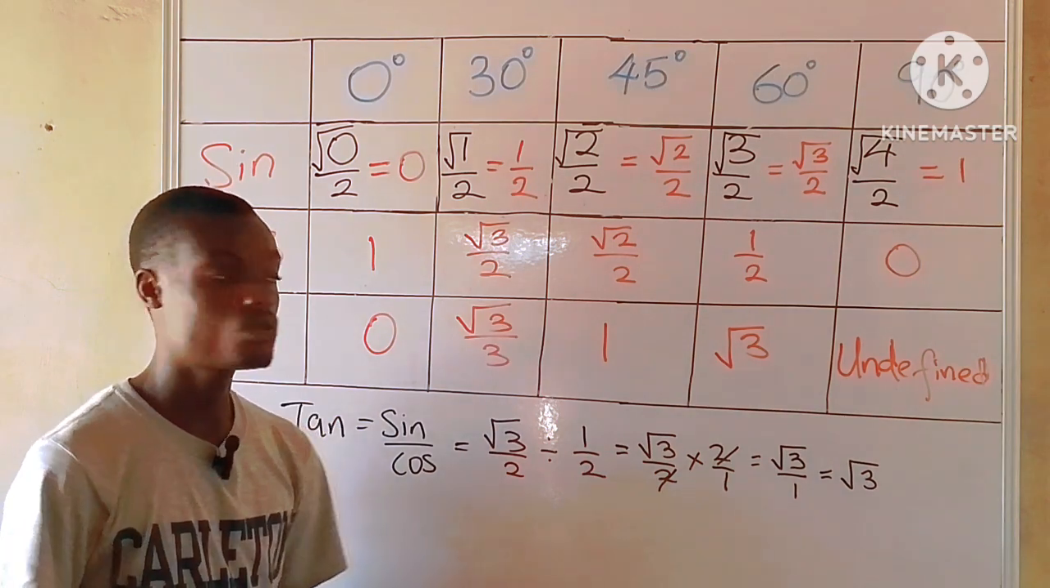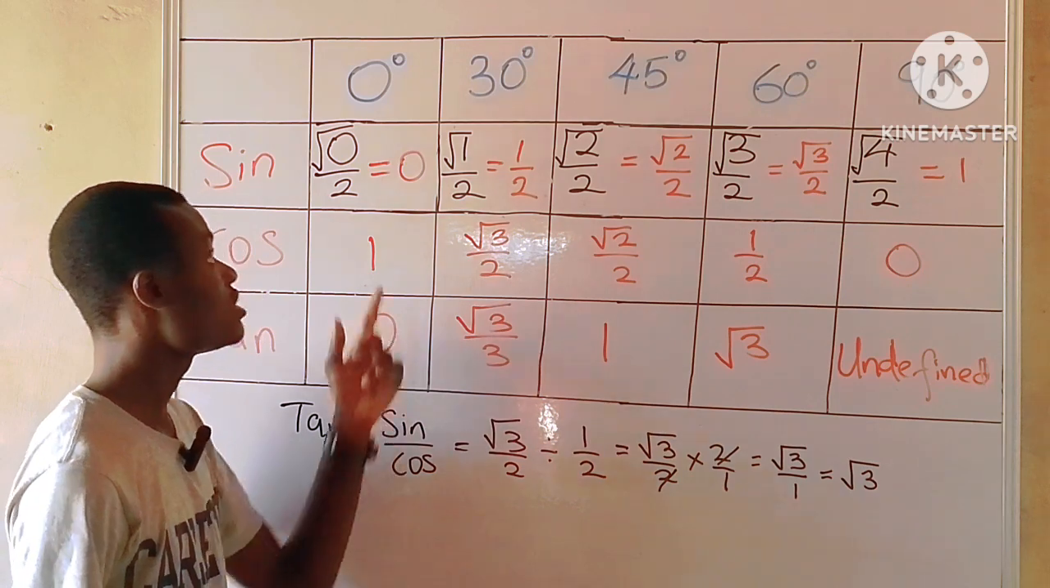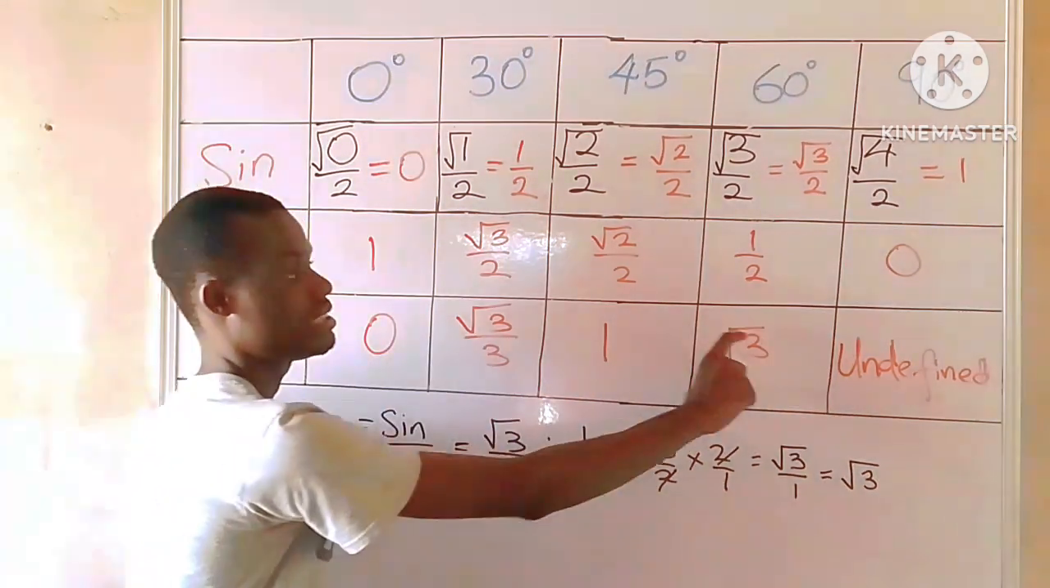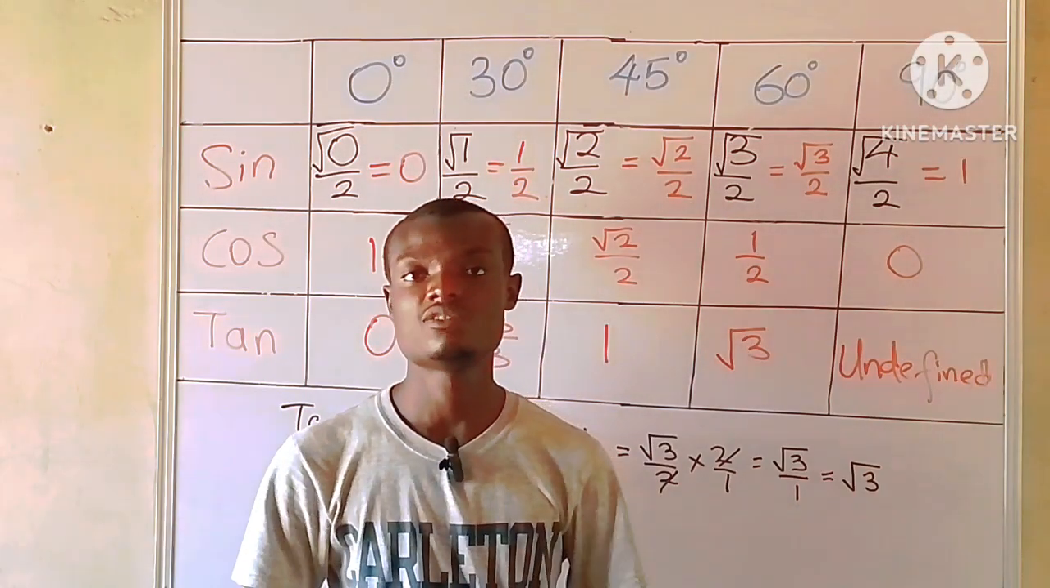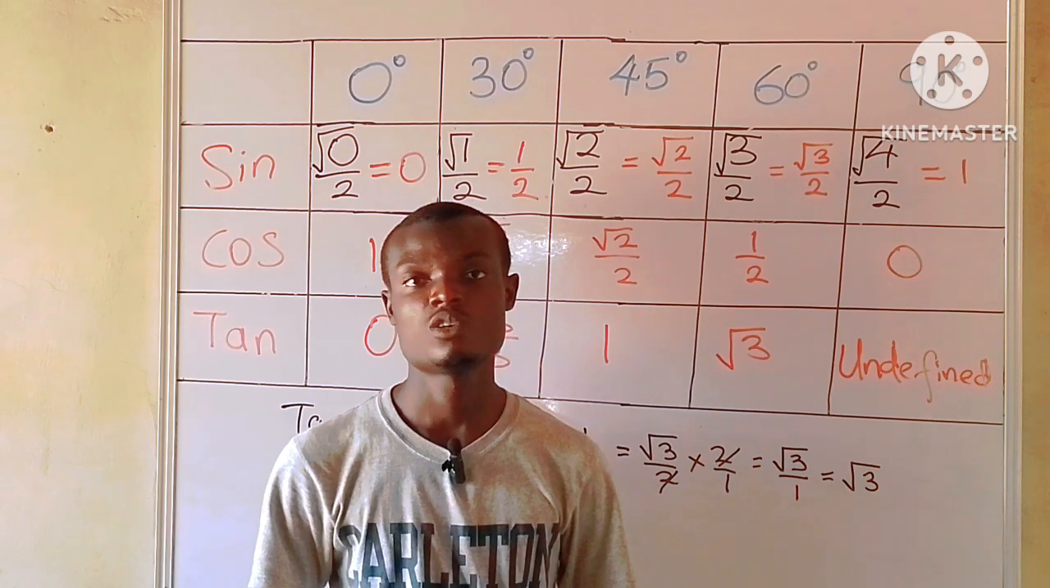For tangent, we know that tangent is equal to sine over cosine. So when we divide each of the sine values by the cosine values, we are going to obtain these different values. I hope you enjoyed this video and you find this video relevant in the calculation aspect of your exam.